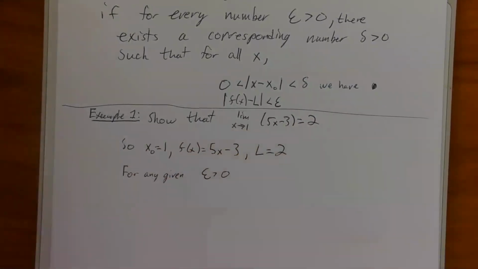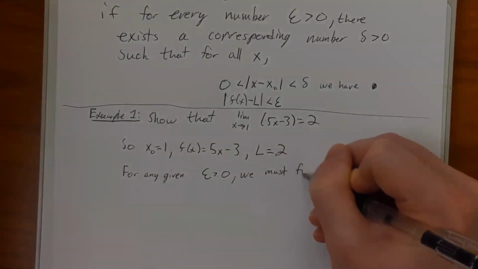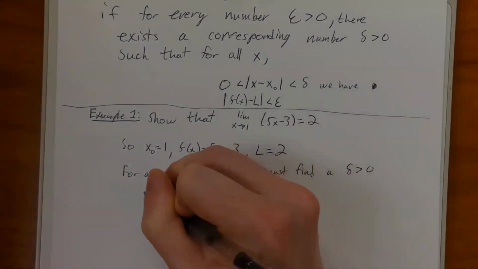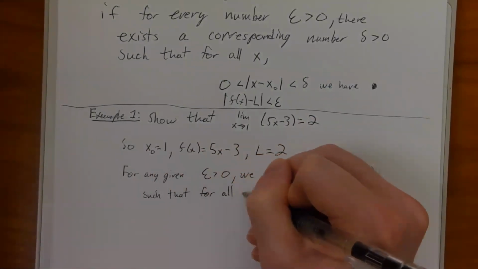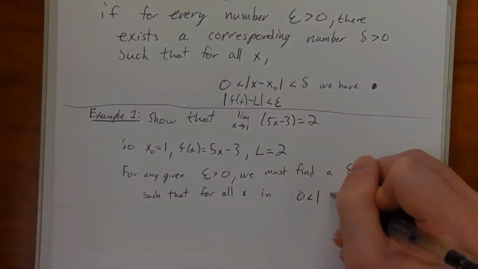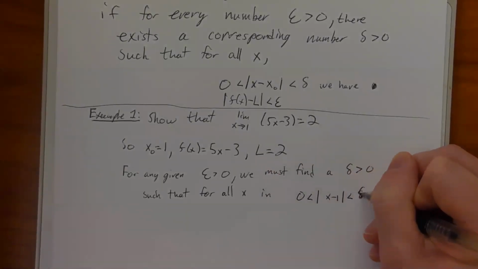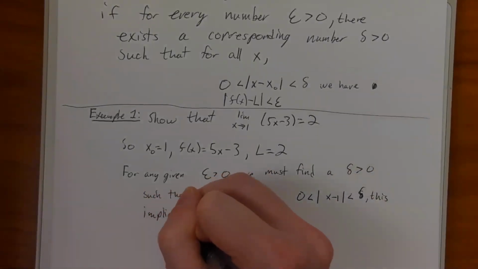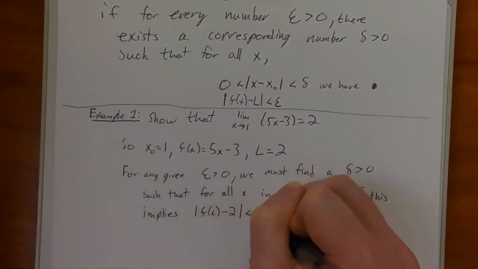epsilon greater than 0, we must find a delta greater than 0 such that for all x in the interval 0 less than the absolute value of x minus 1 is less than delta, this implies that the absolute value of f of x minus 2 will be less than epsilon.